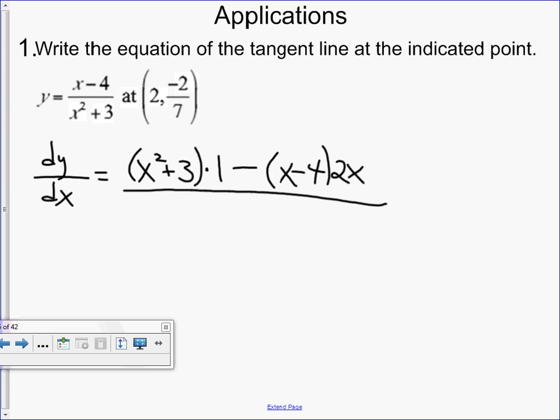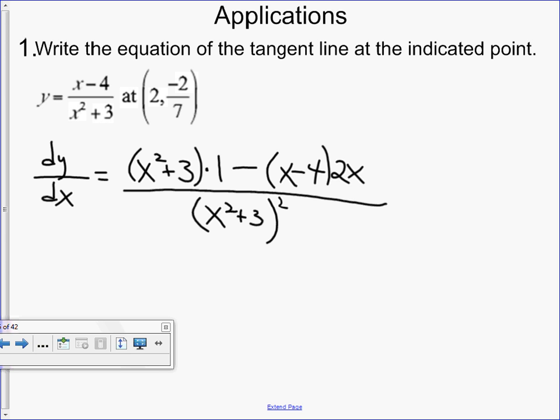Draw the line down below. The denominator squared will go, so you have your x squared plus 3 in there. It's got to be squared. How's that? Did I lose anyone with that?